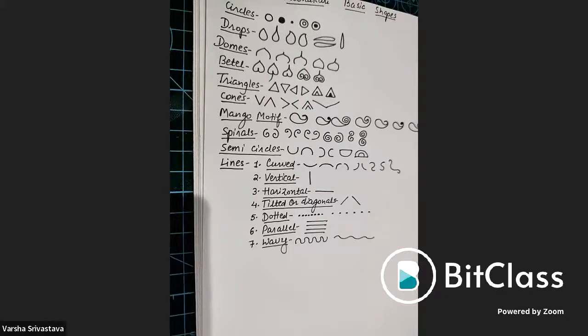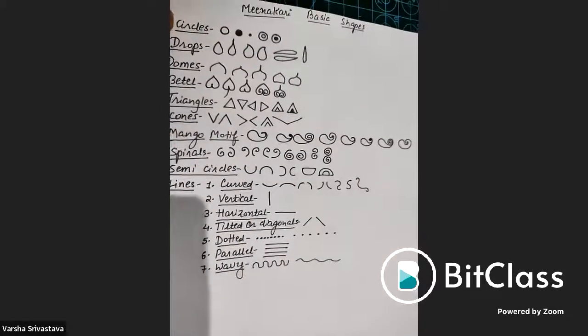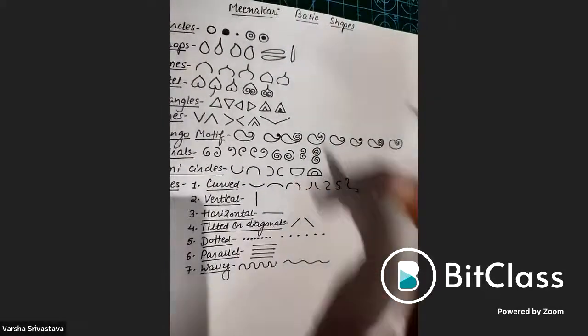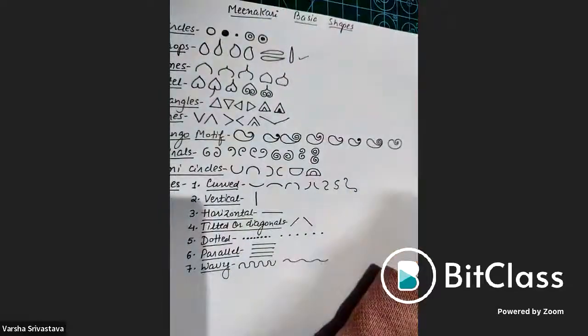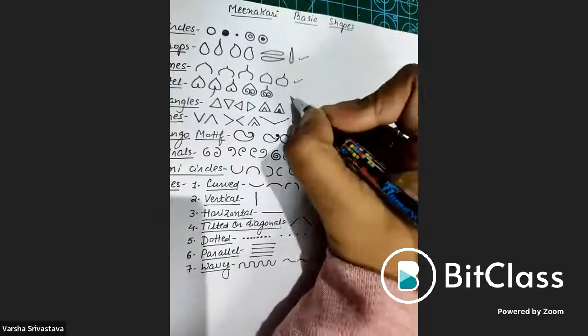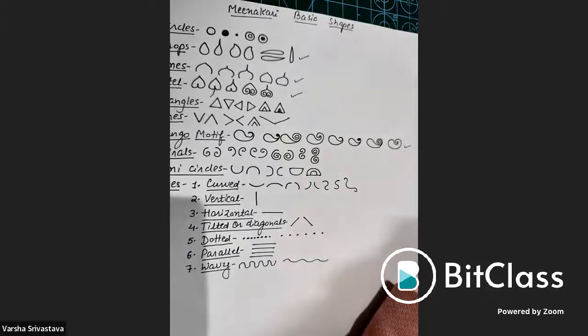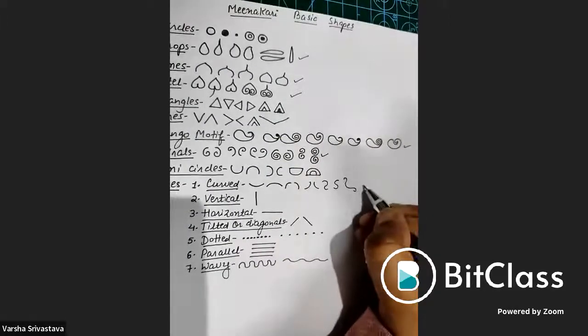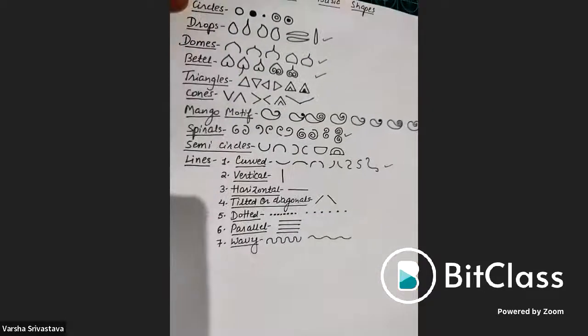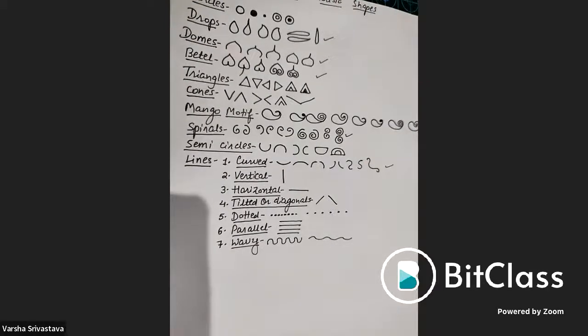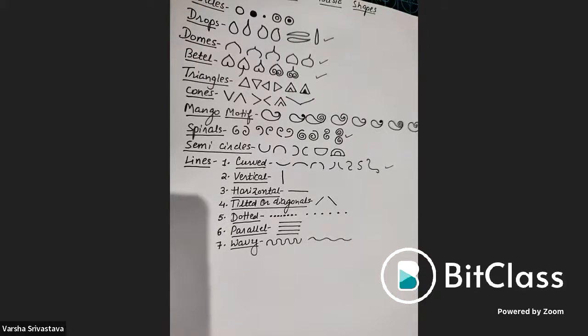Now I'm going to tell you what all shapes are very, very important, which you have to practice multiple times. So first one is the drop. We have domes, we have beetle, we have mango motif, we have spirals and the curves. These are very, very important. Rest of the shapes are a bit universal. But yes, you have to practice each and everything. Okay. So now we will be proceeding with the borders.